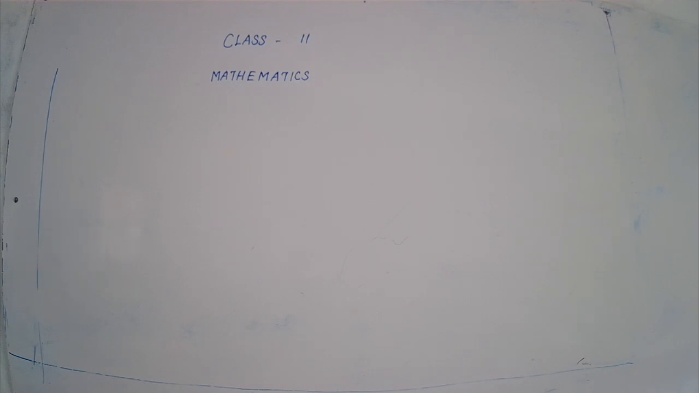What is the spelling for 12? Say louder, okay? T-W-E-L-V-E, 12. Very good. Next, what is the spelling for 36? T-H-I-R-T-Y, 30. S-I-X, 6.